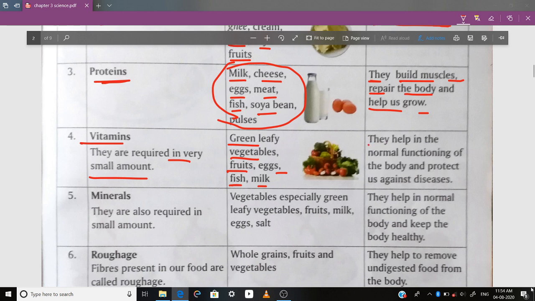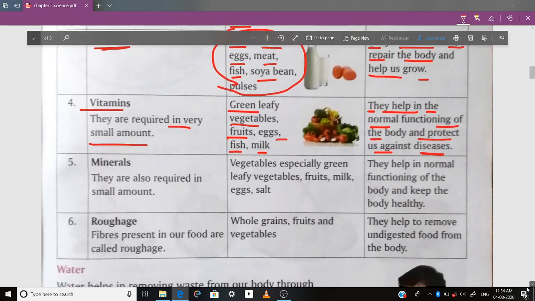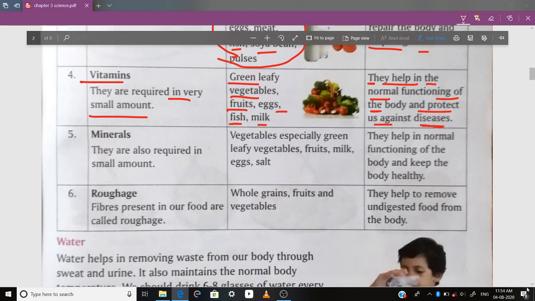Then what is the function? What do vitamins do? They help in the normal functioning of the body and protect us against diseases. If we want to prevent different diseases, and we want the normal functioning of our body, then we should have vitamins also in our diet. These are the products from which we can get vitamins.